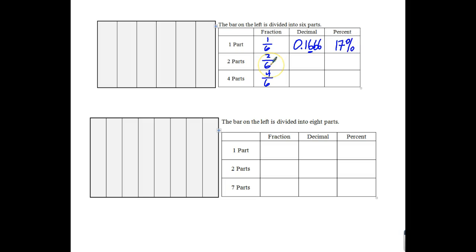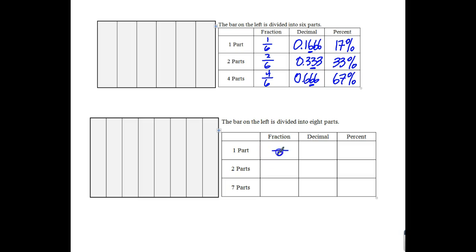All right, 2/6, that's the same as 1/3, which we saw earlier was 0.3 repeating. Round here, this rounds to 33%. And then 4/6 is the same as 2/3. We did that one earlier. Round it to this one, it's going to be 67%. Okay, and then let's do the eighths.